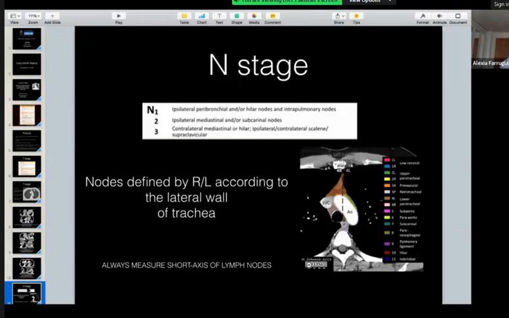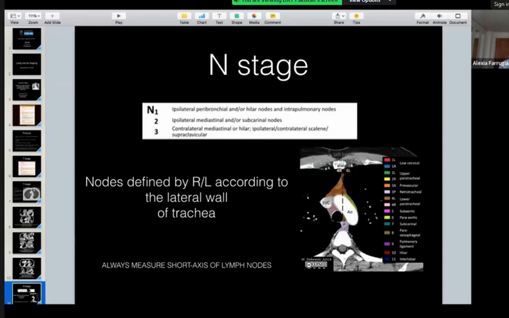We move on to the N stage, which is the nodal stage. N1 refers to ipsilateral, peribronchial and/or hilar nodes and intrapulmonary nodes. An N2 tumor involves ipsilateral mediastinal and/or the subcarinal nodes. And N3 tumors involve the contralateral mediastinal or hilar, and the ipsilateral or contralateral scalene and supraclavicular lymph nodes.